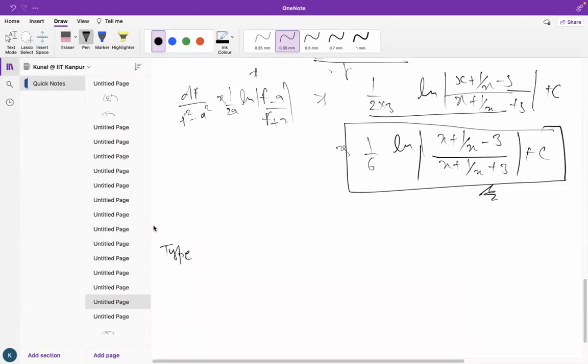What is the type number? I forgot. So already type number star. I forgot, man. So that's why.